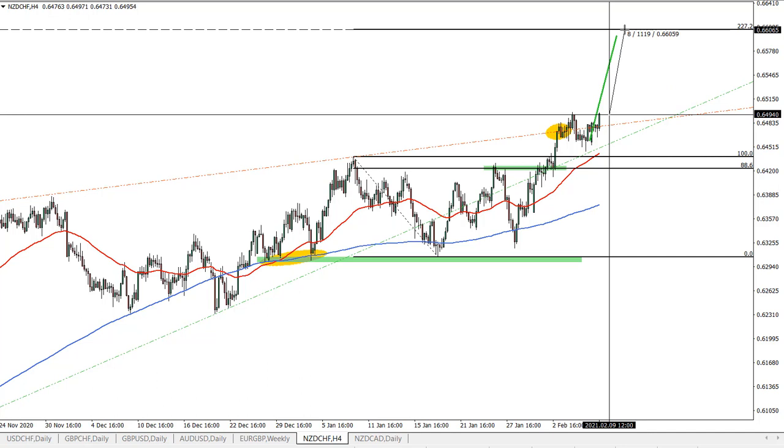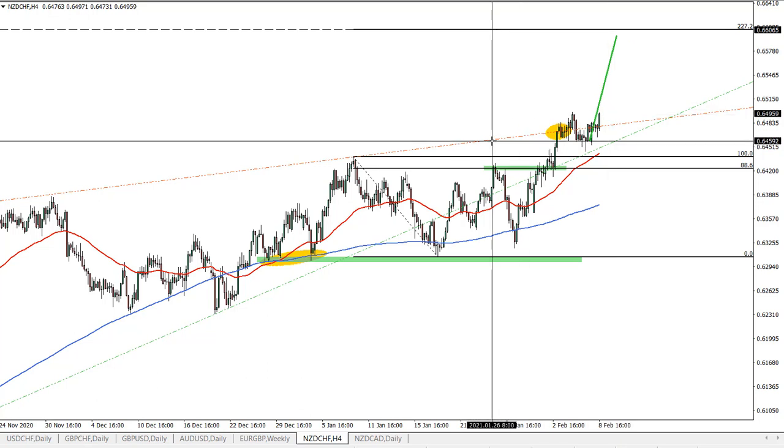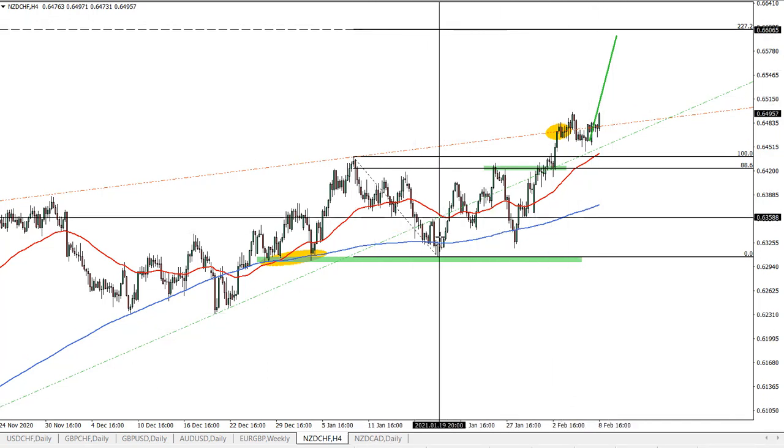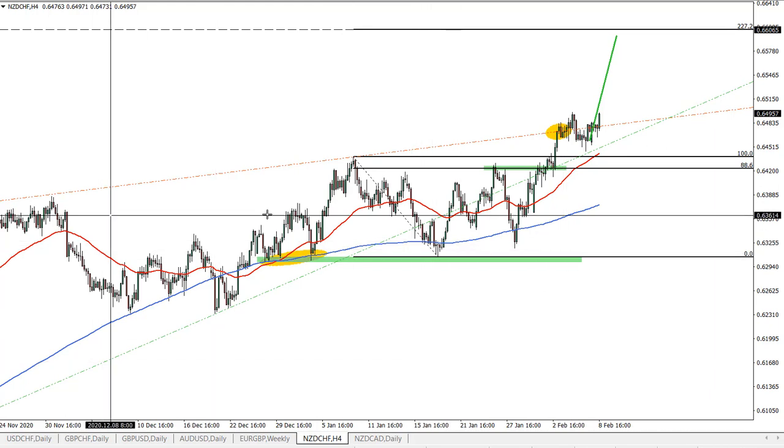Obviously on the New Zealand Canadian it seems to be much larger, but maybe then the Canadian dollar weakness will come into play as well, pushing price higher for the New Zealand against the Canadian dollar. So all in all, New Zealand dollar looking pretty strong.